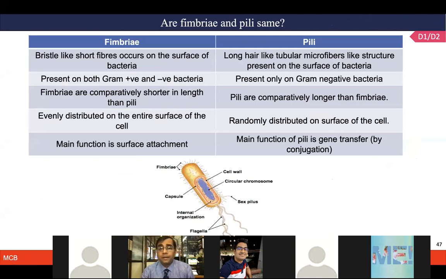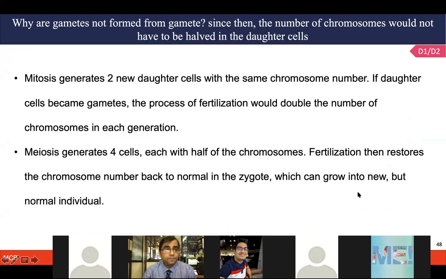Are fimbriae and pili the same? No, there are some differences. You can see the structure here of fimbriae. These are the pili, slightly longer hairs. You can read some of the details mentioned, nicely prepared by one of the TAs, and you can have a look at this part in detail.